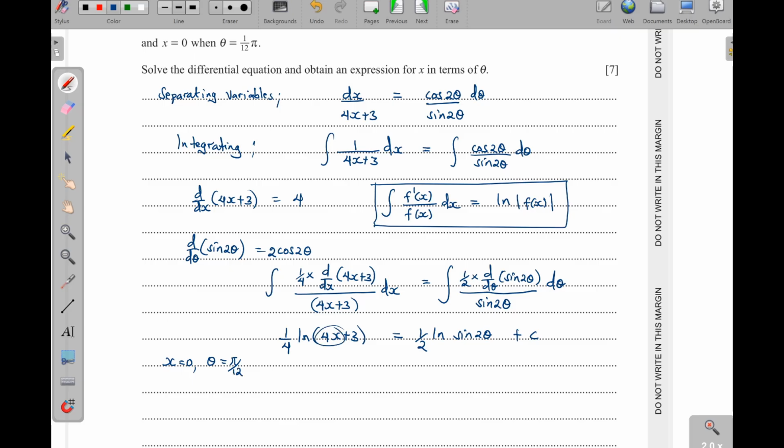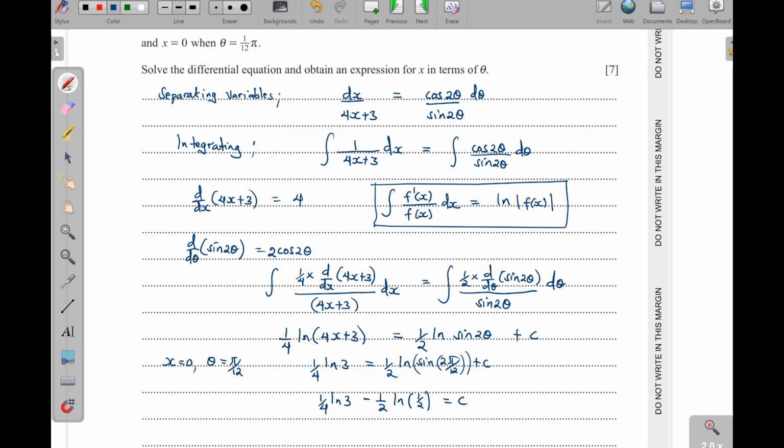Now when you put a 0 here, we shall get a quarter, then natural log of 3, which is equal to a half, then natural log of sine of 2 pi over 12, okay? Then plus c. So this is a quarter, natural log of 3, then minus, this is a half. This will be pi over 6, not so? Sine of pi over 6 is actually a half. So we shall have natural log of a half. That one will be equal to c.